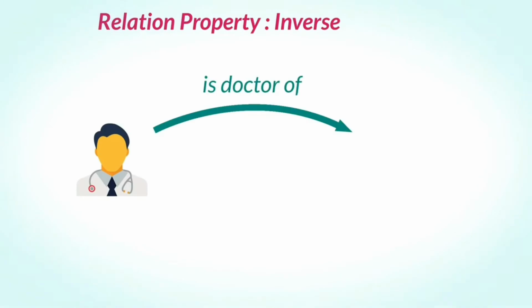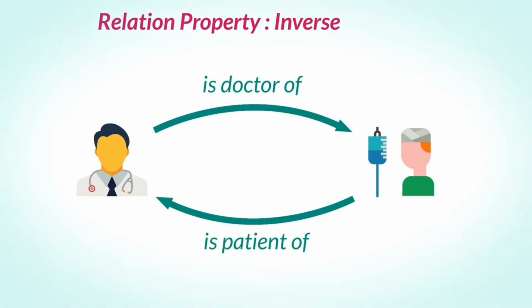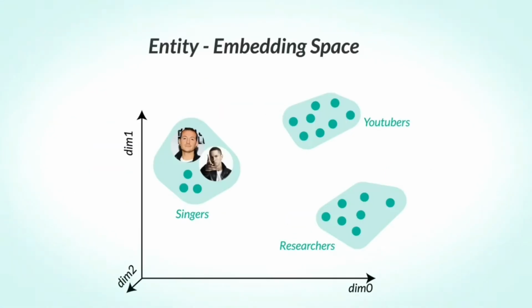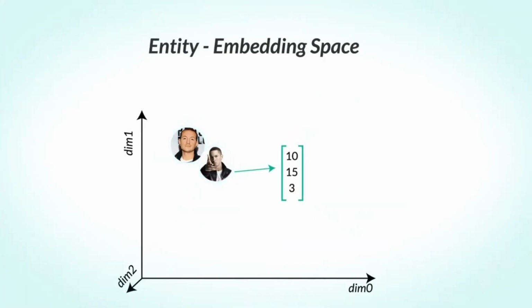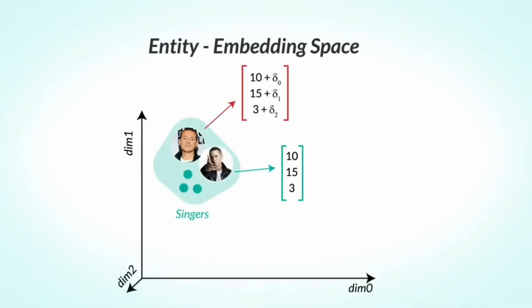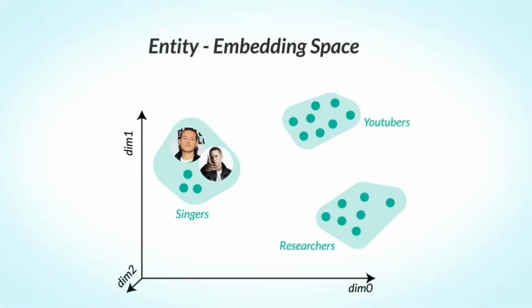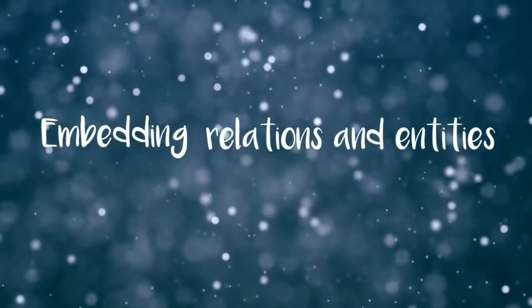So if A is doctor of B, then the inverse relationship is B is patient of A. Let's imagine a space of entities where the similar entities are closer in space. So if Eminem is a feature vector 10, 15, 3, then the vector assigned to Linkin Park should also be close to 10, 15, 3. This brings us to a fundamental problem, that is embedding relationships and entities.